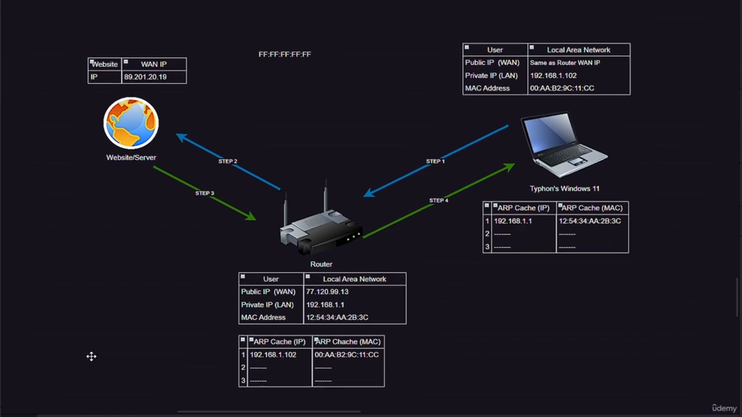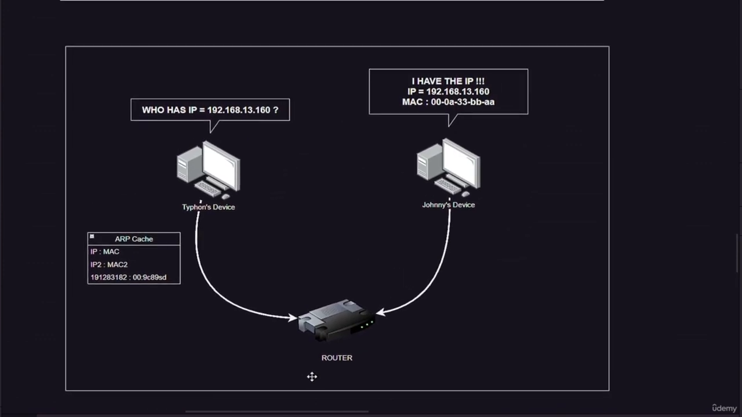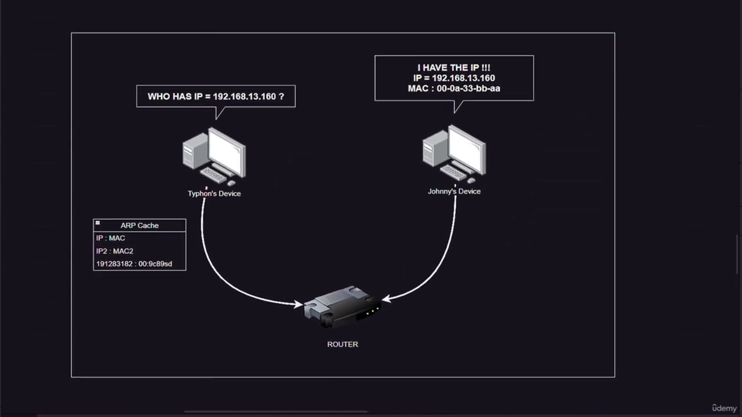Now let's go to the previous diagram that we drew in previous lectures. Can you see it? Yeah, perfect. Our Typhoon's device sends a request, and Johnny's device replies with an answer along with a MAC address. So it looks pretty straightforward, right? But actually, there's a design flaw in this protocol. When Johnny's device receives a request, it has no way of knowing whether the information provided by the requesting device is correct or not. In this way, you can easily spoof the packets.